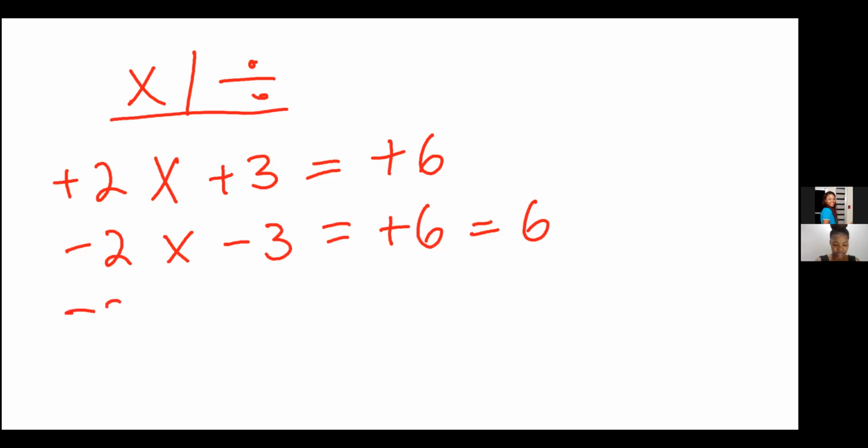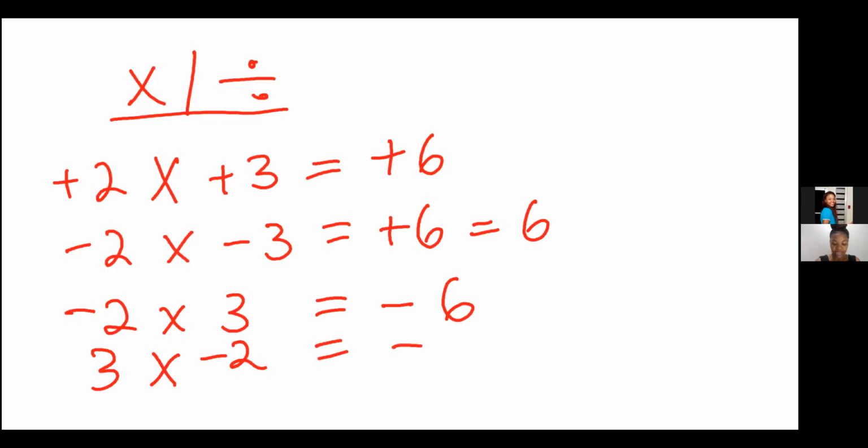Let's switch it up. Negative 2 times positive 3. Our signs are different because the first number is negative and the second number is positive. So that's going to be negative 6. When the signs are different, our answer is negative. What about 3 times negative 2? Our signs are still different, so our answer is still negative. You can pause the video and recap that there.